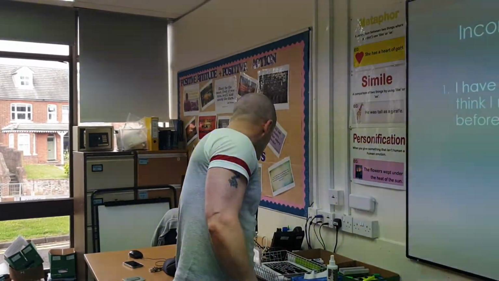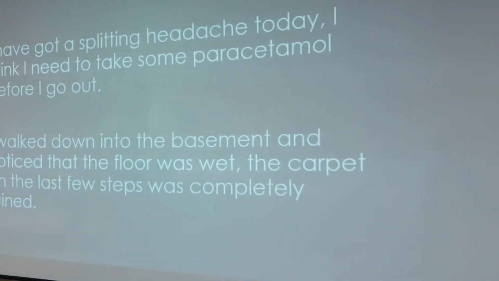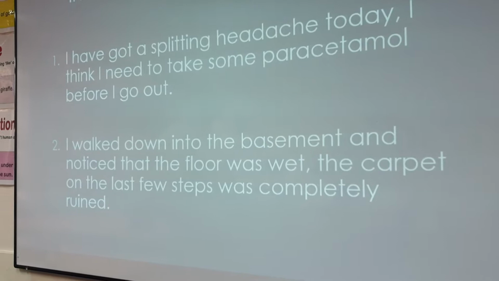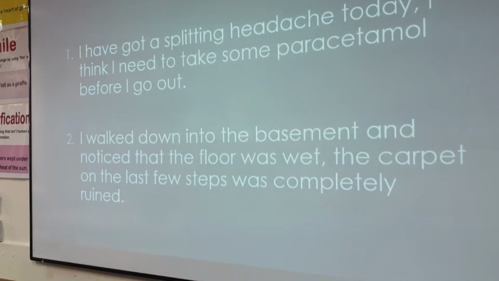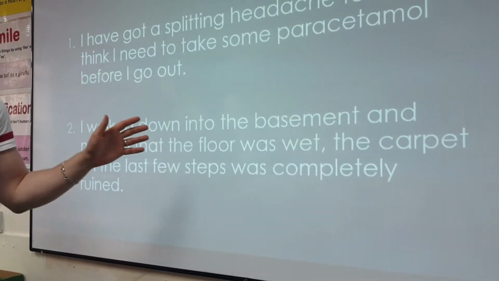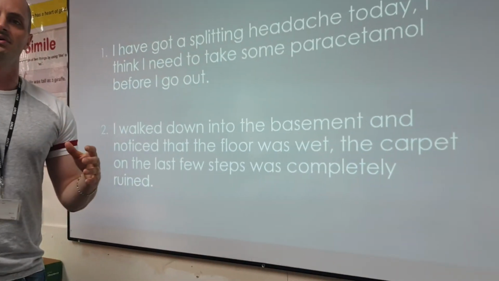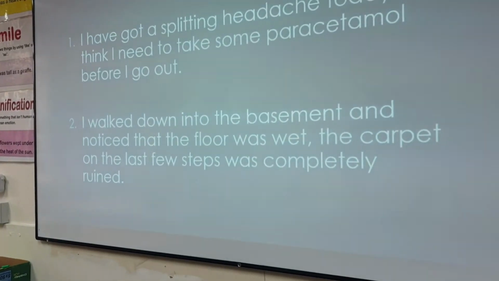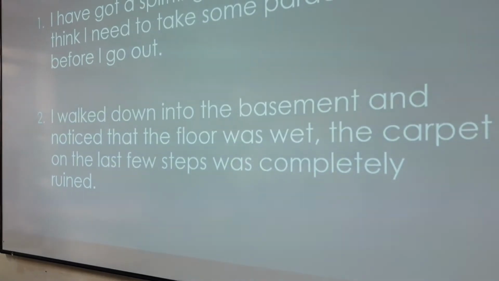Okay, another example. I walked down into the basement and noticed that the floor was wet, comma. The carpet on the last few steps was completely ruined. Again, same problem as this one. We have two complete sentences together here. I walked down into the basement and noticed that the floor was wet. Complete sentence. It has all the requisite words in it for it to be a complete, independent sentence on its own. Then the same thing with the second part. The carpet on the last few steps was completely ruined. They are both independent, complete sentences.